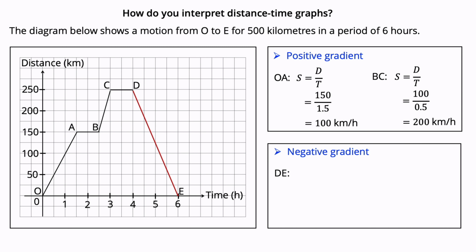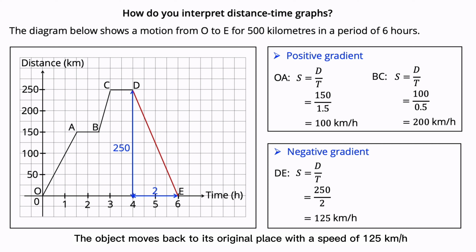DE has a negative gradient. Calculate the speed on the line DE. We can see the change in distance is 250 kilometers and the change in time is 2 hours. To find the speed, we divide distance by time. So we divide 250 by 2. We have a speed of 125 km per hour. The object moved back to its original place with a speed of 125 km per hour.